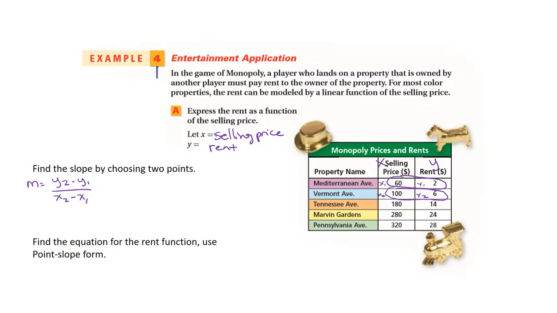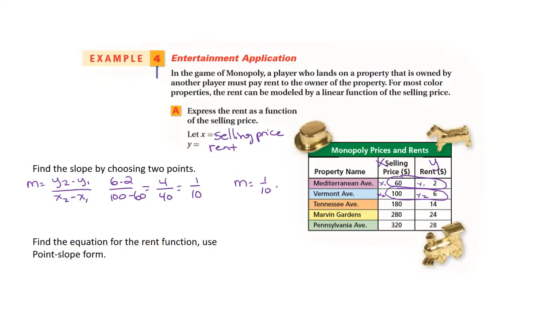So let's come over here. Y2 is 6 minus our y1, which is 2. X2 is 100 minus our x1, which is 60. And so 6 minus 2 is 4. 100 minus 60 is 40, and that can reduce to 1/10. So our slope now we know is 1/10. M equals 1/10.